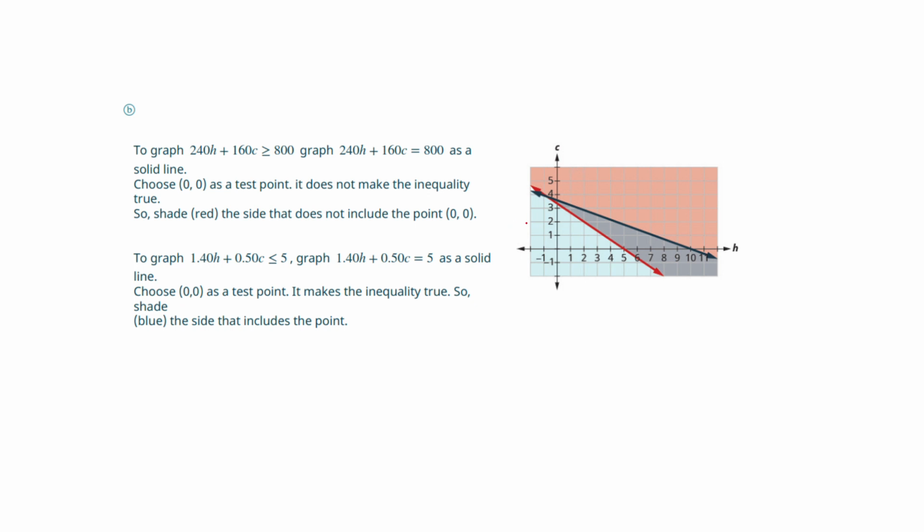In this case, they chose 0, 0 as a test point. So any test point works, but they chose 0, 0. So let's show that this makes this true. So that gets you 0 is greater than or equal to 800. So that is not true.